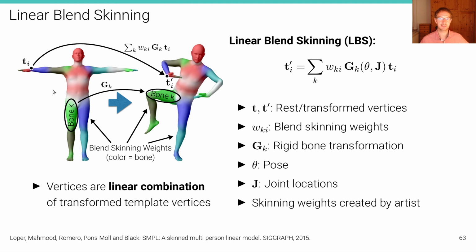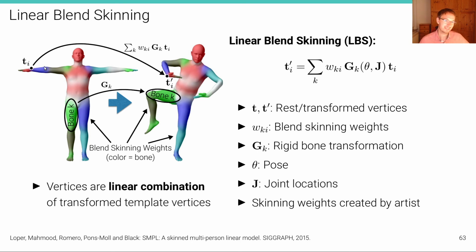It's basically a linear blending of rigid bone transformations where points that are in between two adjacent bones receive transformations from the two adjacent bones such that there's a smooth transitioning happening.